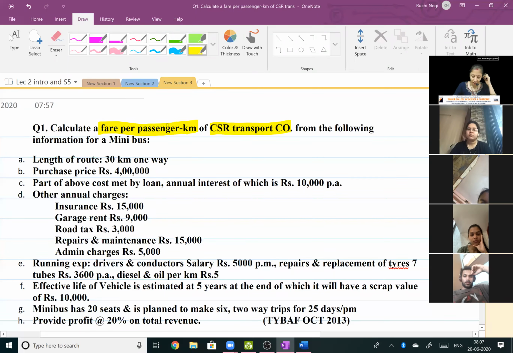Now I've enabled the chat box there. Answer there. Which cost unit is this? In the chat box, students answer which cost unit is this, which is asked in the question. Fare per passenger per kilometer. What does it mean? Okay, very good.